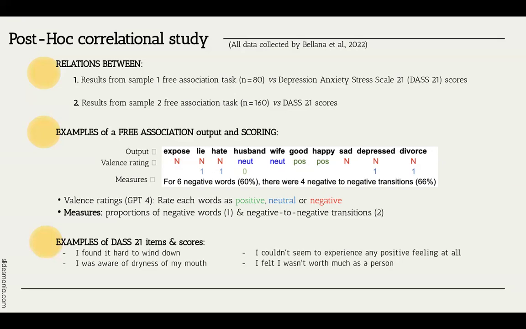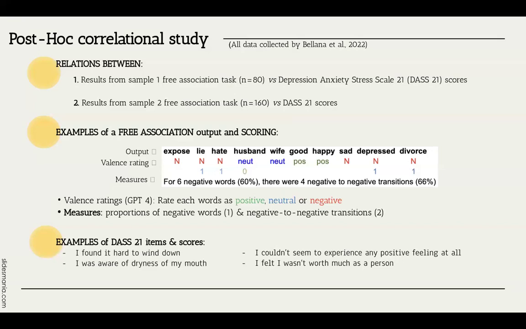To do so, I'll calculate the total number of transitions and look at the number of negative to negative transitions. For example, going from expose, which is a negative word, to lie, which is also a negative word, counts as a negative to negative transition. However, going from hate, which is negative, to husband, which is neutral, counts as a negative to neutral transition, which I will not be looking at.